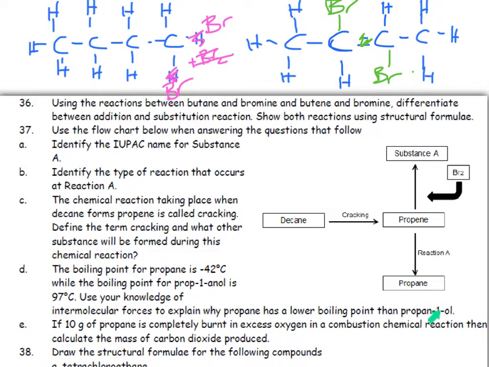Whilst the propanol has got an alcohol group on it, and that alcohol group is polar. In being polar, you land up with either, you could have said hydrogen bond forces, or just dipole-dipole intermolecular forces, which are much stronger, therefore resulting in a much higher boiling point.